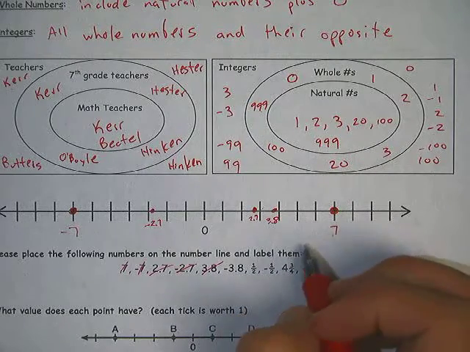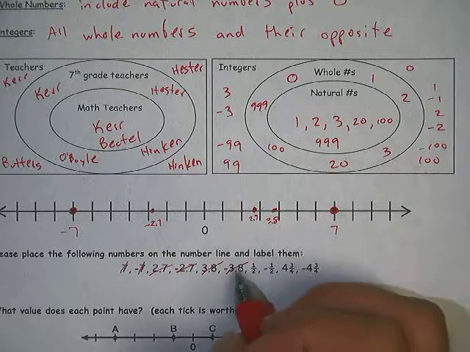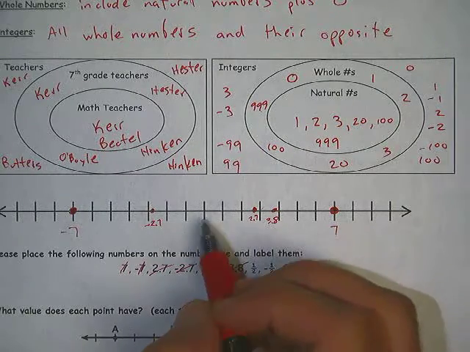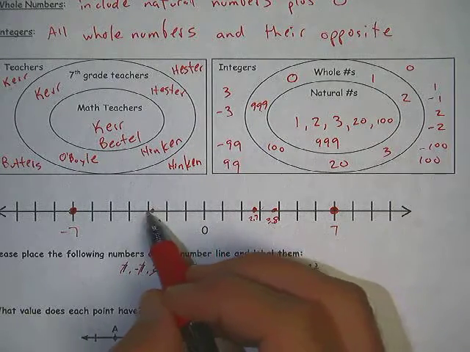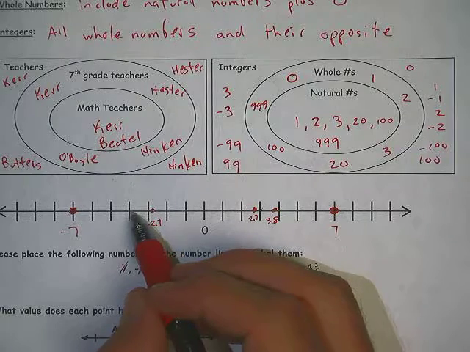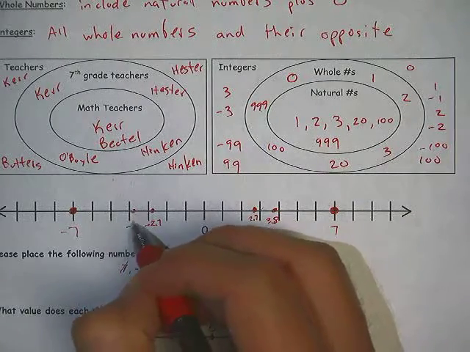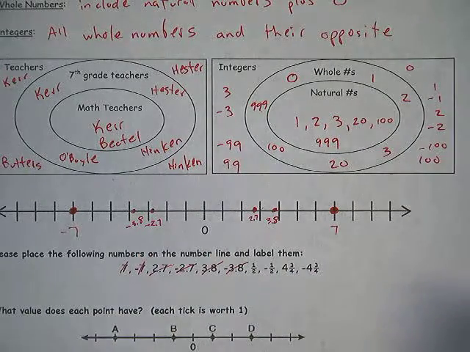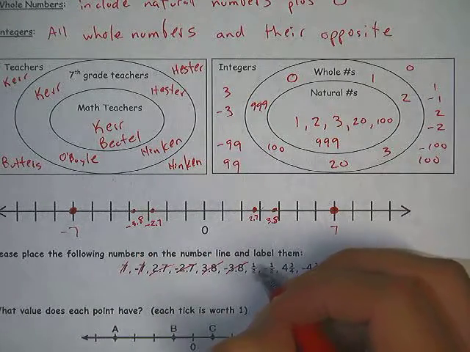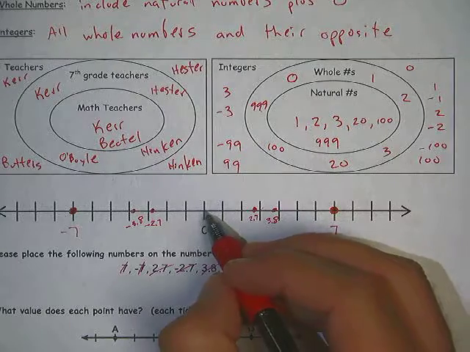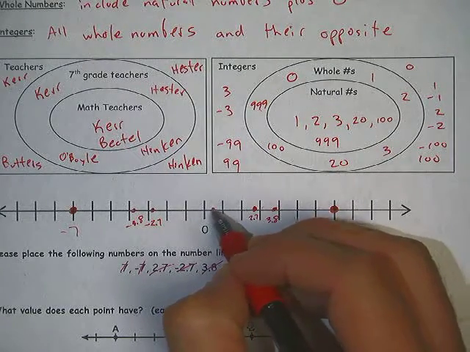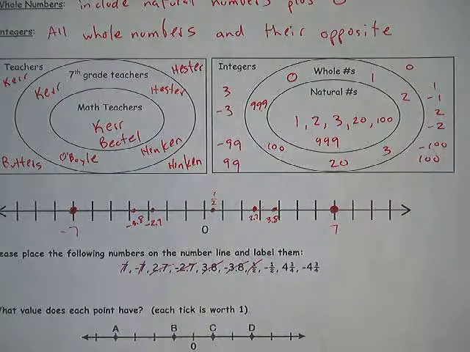3.8. 1, 2, 3. Here's 4. 3.5 is in the middle, so 3.8 is up a little bit closer to 4. So negative 3.8 is going to be closer to negative 4. 1, 2, 3. Here's 3.5. Here's 4. It's going to be almost to 4. Negative 3.8.